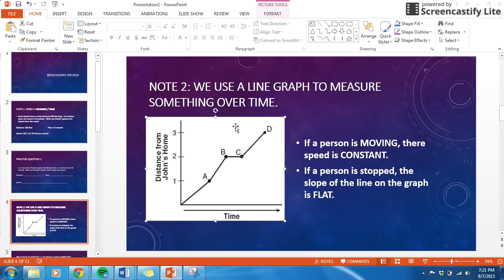So I know from point B to C that the slope is flat. So here John is stopped.